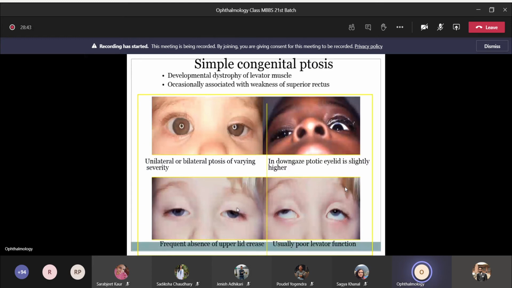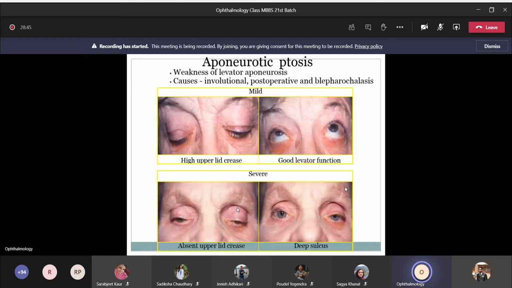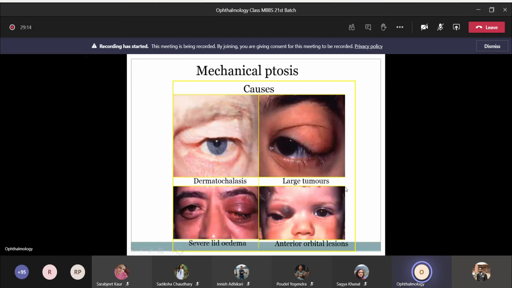And this is aponeurotic ptosis, which is caused due to weakness of levator aponeurosis. It may be due to involutional, postoperative, and blepharochalasis. So in case of aponeurotic ptosis, eyelid crease will be high and levator function good in mild cases, and in case of severe, there will be absence of upper eyelid crease with deep sulcus. And mechanical ptosis means if there is a large tumor or severe lid edema, then it will cause drooping of the upper eyelid. So these are the causes of mechanical ptosis.